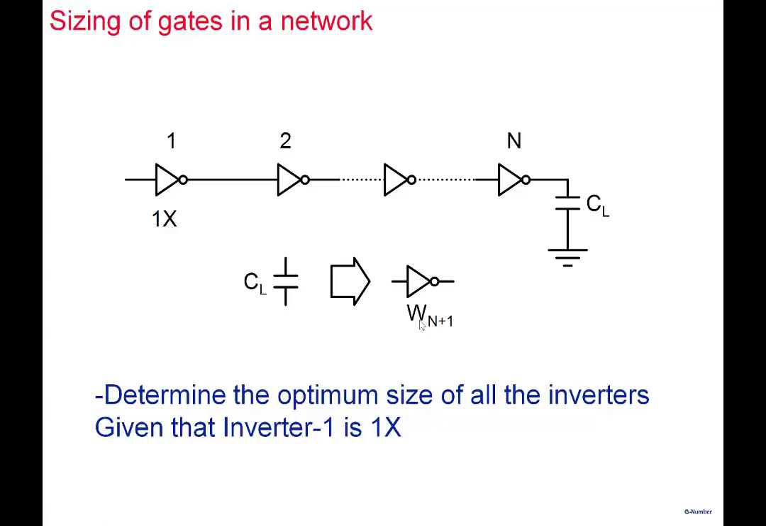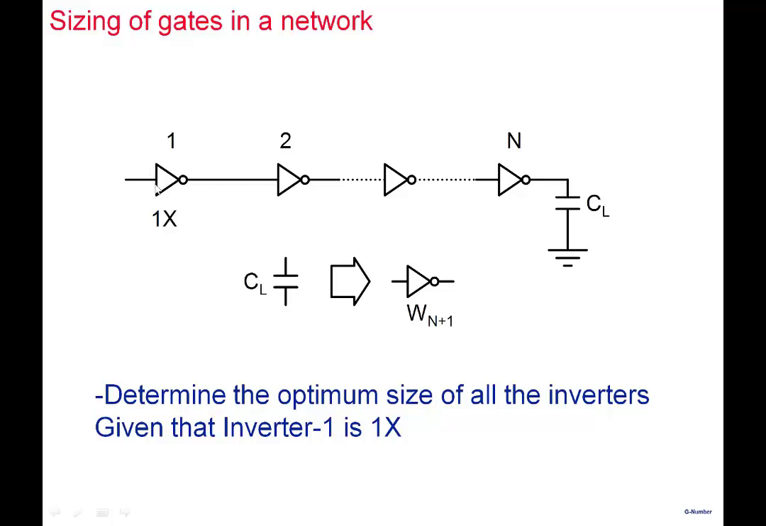Right? Because when you take an inverter and you look at it from the input side, what do you see? You see a capacitance, a CMOS inverter. So you see a capacitance. So the CL that you see here, you can also say is as if there's another inverter connected here whose size is some Wn+1, without loss of generality here.